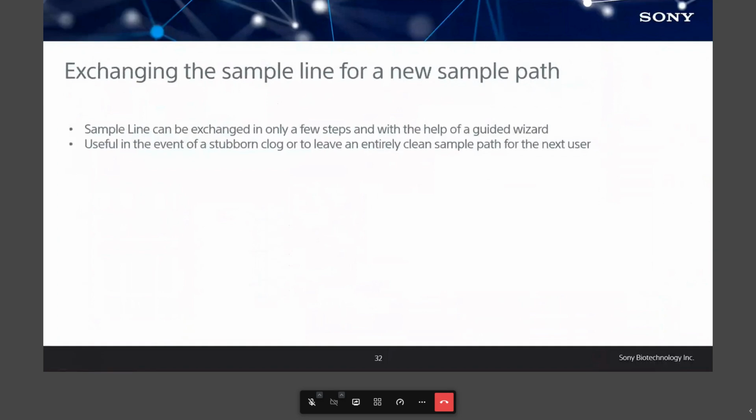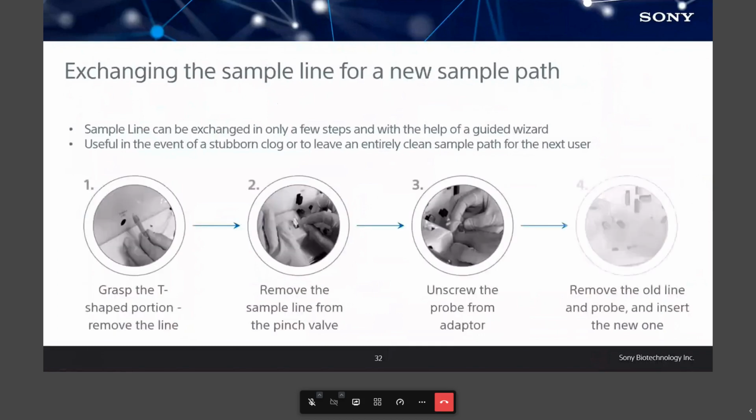The other benefit of having this exchangeable sample line is, like I mentioned briefly before, if you are extremely worried about sample carryover, you can simply either swap out for a new one or just bring your own sample line, put it into the instrument, and now you have a whole new clean sample path. You put a brand new chip in and you have no carryover concerns whatsoever. So like I said, in the event of a stubborn clog, or if you want an entirely new clean sample path for the next user or for yourself, it's very easy to swap this in and out.